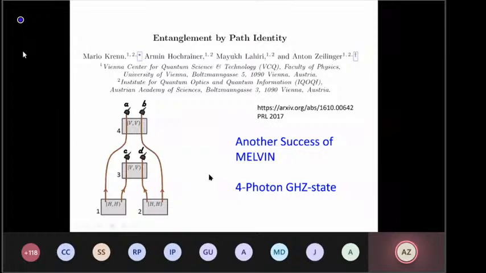Now this is very interesting because now you produce the same state very effectively. You don't have to use data, you don't have to throw anything away. And the scheme is scalable.